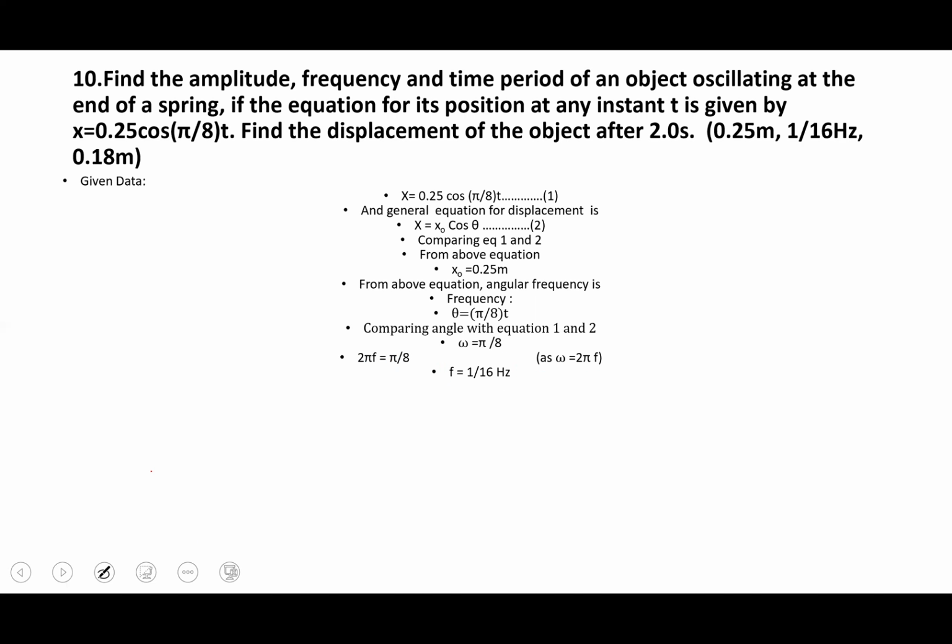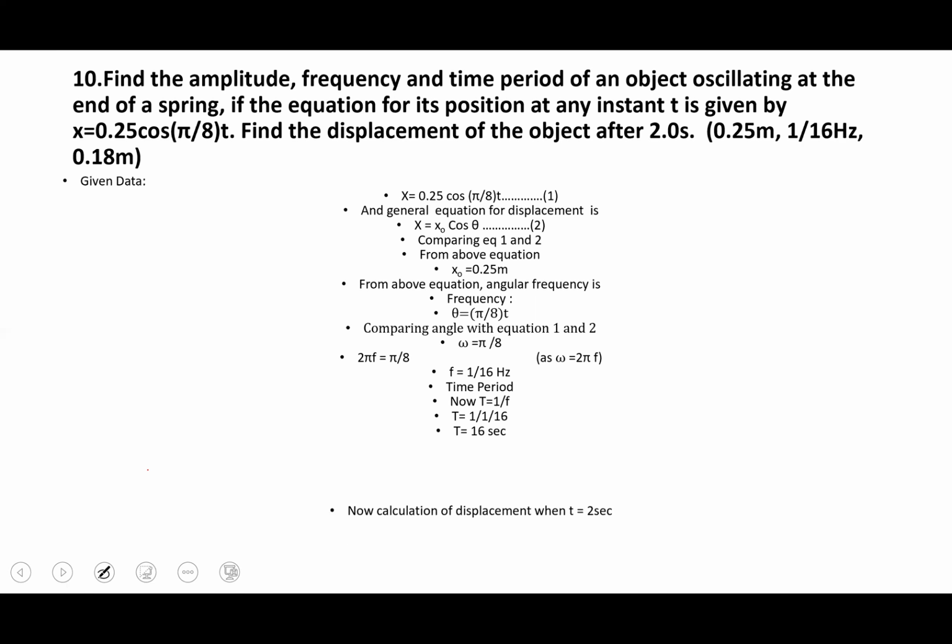We can also simply calculate the time period, as we know the frequency is the inverse of the time period, so it will be 1 over 1 over 16. So 16 will go on the top, and the time period will be equal to 16 seconds. Let's see how it is done. The time period is basically the inverse of frequency, so the time period will be equal to 1 divided by 1 over 16. 16 will go up, it will be T is equal to 16 seconds.